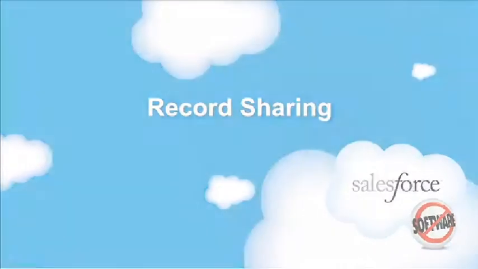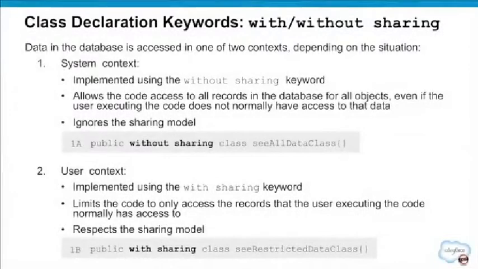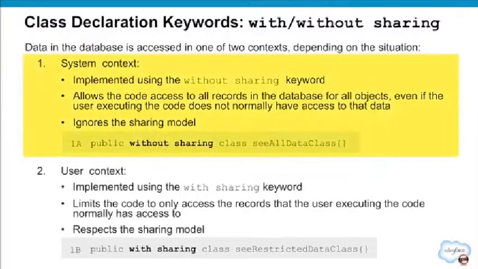Let's continue on the topic of record sharing and what happens when we're accessing the database within Apex. There are these two contexts that are available when we're executing Apex code, and like I said, when we're interacting with the database. The first one is this system context, and the idea behind this is that it's associated with the keyword without sharing, and it ignores our sharing model.